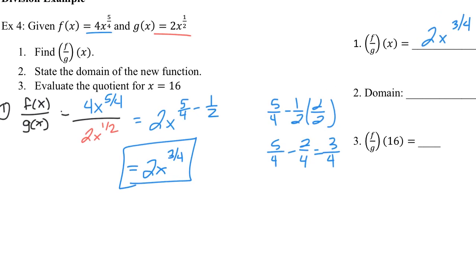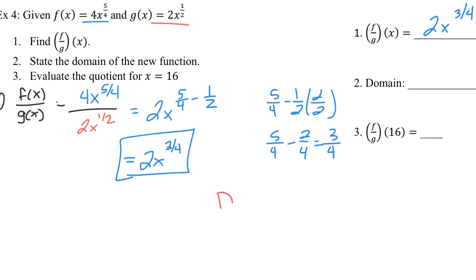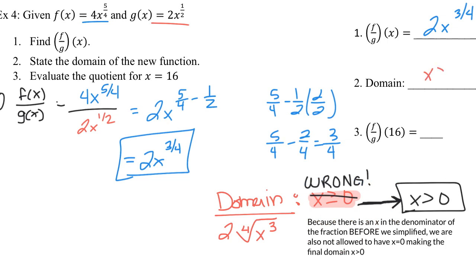Alrighty. Now again, let's talk about domain. The domain of this, yes, it is just an exponent, but it's a fractional exponent. So what we actually have is 2 times the 4th root of x to the 3rd. So it's not necessarily all real numbers. Because it's an even index, I'm still limited to all the numbers greater than or equal to 0.